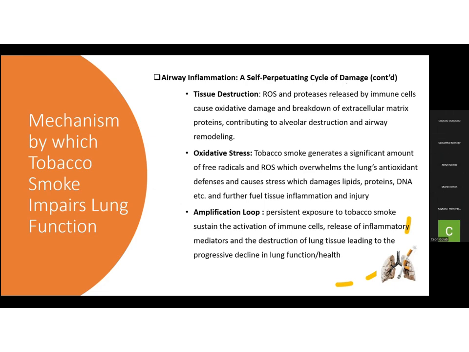So you continue to smoke, which will result in persistent exposure to the tobacco smoke. This sustains the activation of the immune cells. You're sustaining the release of inflammatory mediators, and this leads to continuous destruction of the lung tissue and progressive decline in lung function and lung health.